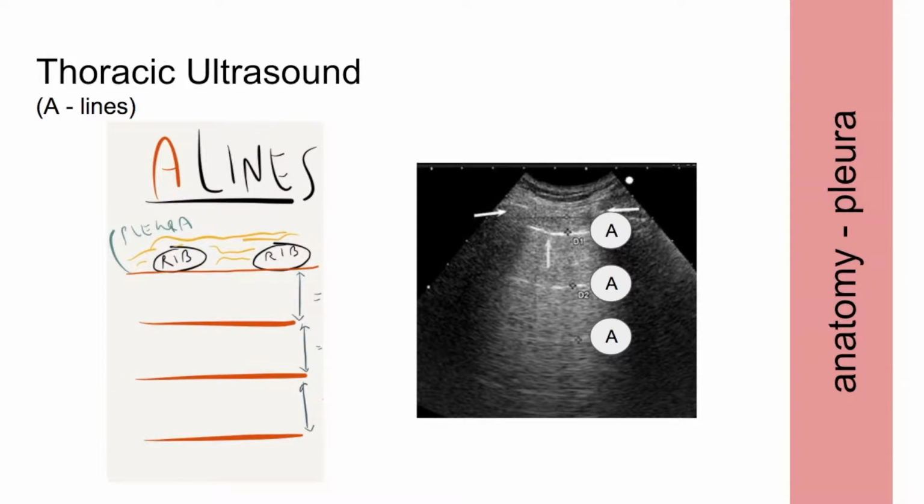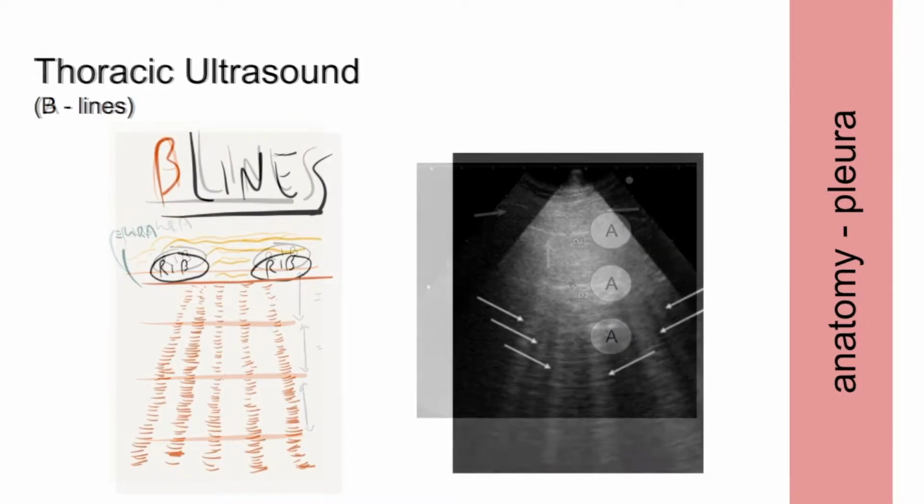A-lines indicate normal lung surface with dry interlobar septa and have a 90% sensitivity and 67% specificity for a pulmonary artery wedge pressure that's less than 13 millimeters of mercury.